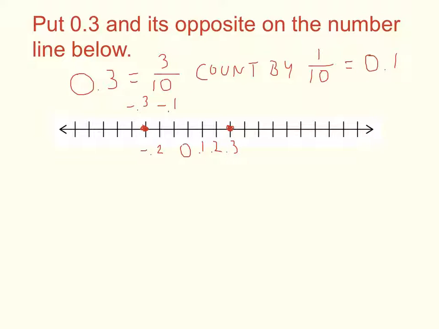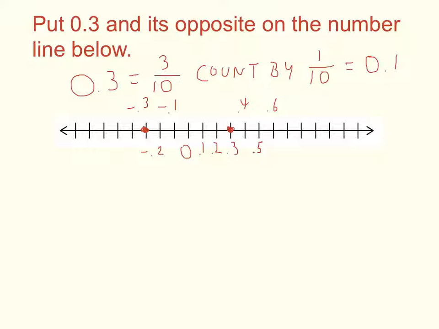Now, if I want to think again about consecutive integers, it's a good idea to keep on counting until I get to a nice round number. So on the positive side, I could count 0.4, 0.5, 0.6, 0.7, 0.8, 0.9. Hey, I hit 1. That's my nice round number. So I notice that the number I'm interested in is between 0 and 1. Let's write that down. 0.3 is between 0 and 1.